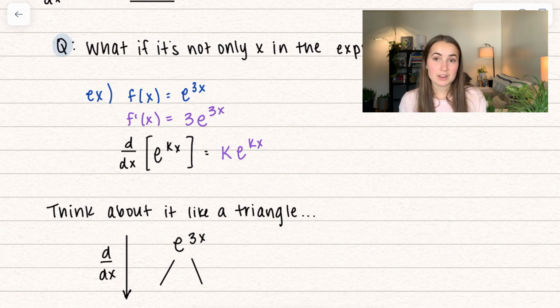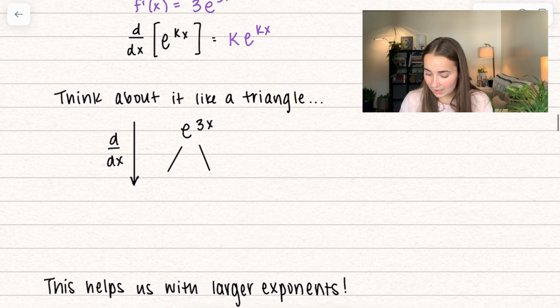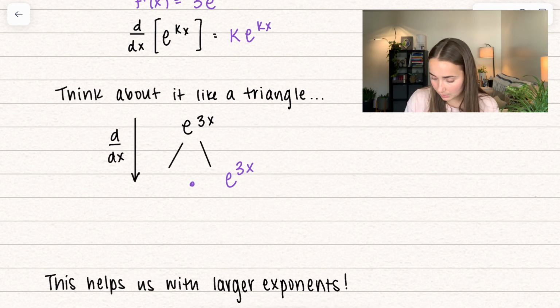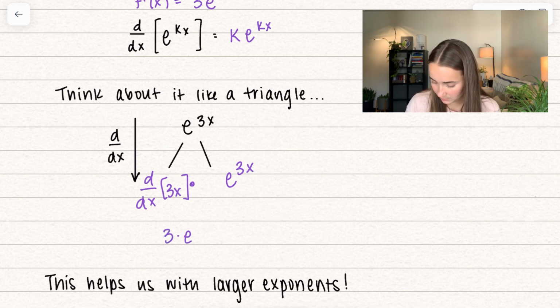So that seems very abstract. I like to think about it as a triangle. So I have a little triangle I'm going to write out here. As we take the derivative, what happens is first we drop down the original function. So I drop it down, but I'm going to multiply it by the derivative of whatever the exponent is. So in our case, that's going to be the derivative of 3x. So the derivative of 3x is going to be 3, and then we multiply it by e to the 3x.